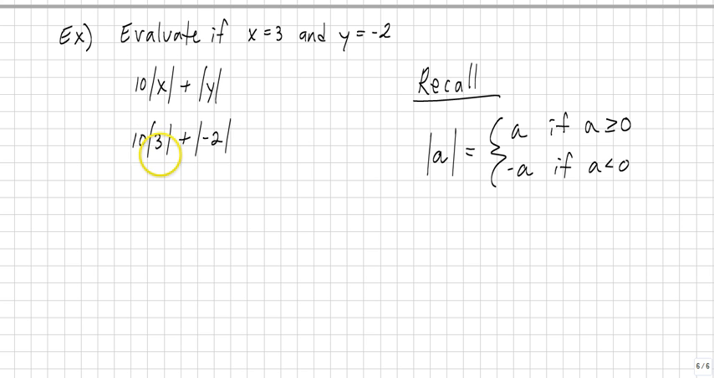So absolute value of 3, well, that's a positive, so the absolute value of 3 is itself 3. The absolute value of -2, well, -2, that's negative, so it'll be the opposite of -2. So it'll be opposite of -2. So we end up with 30, and then negative is a positive. So we end up with 32. So that about does it. Not a lot in this section.